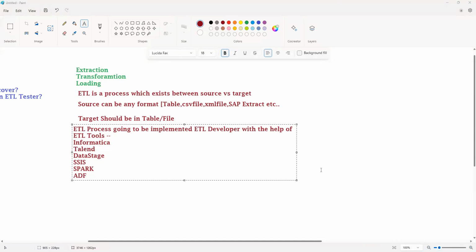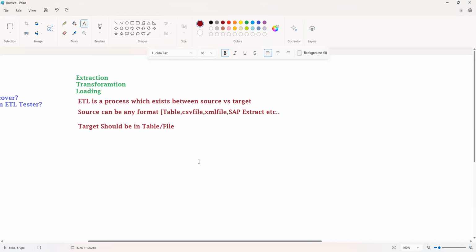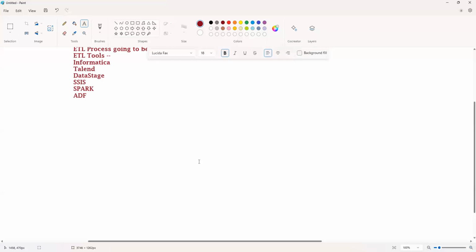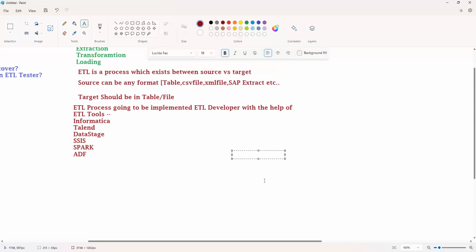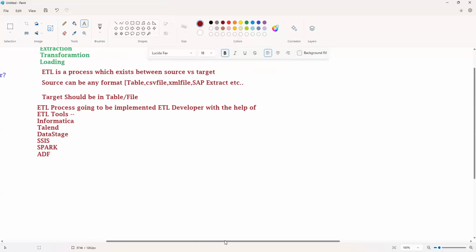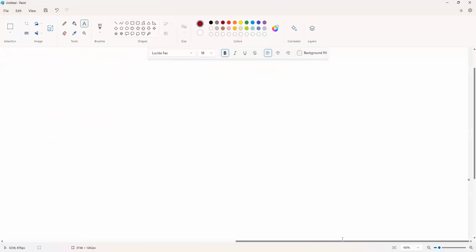So these are the tools which we are going to use as part of the ETL tools. Now let's try to understand this.